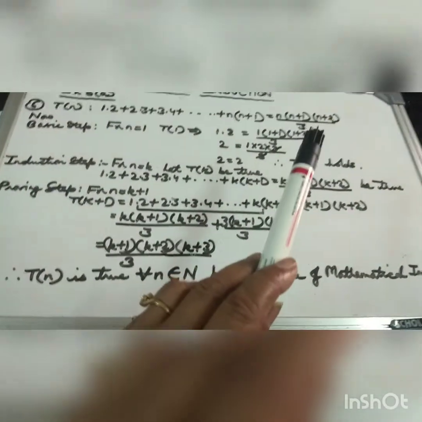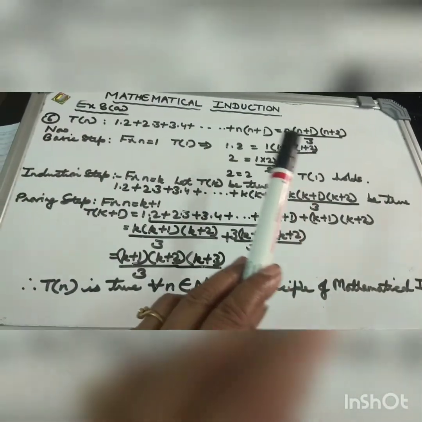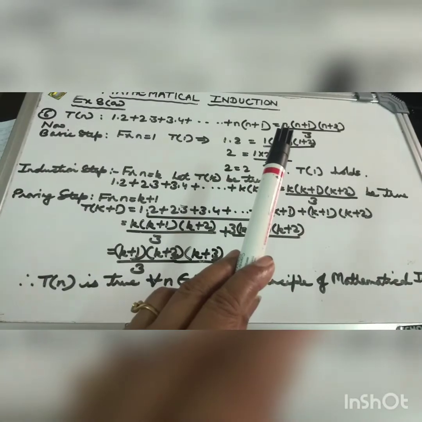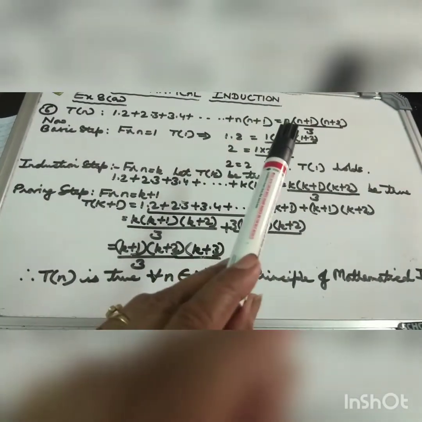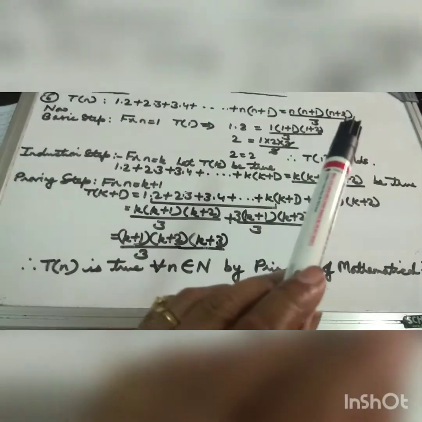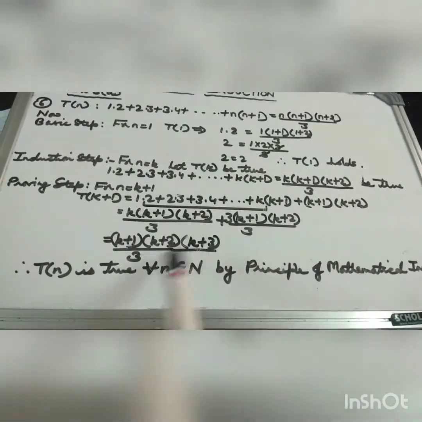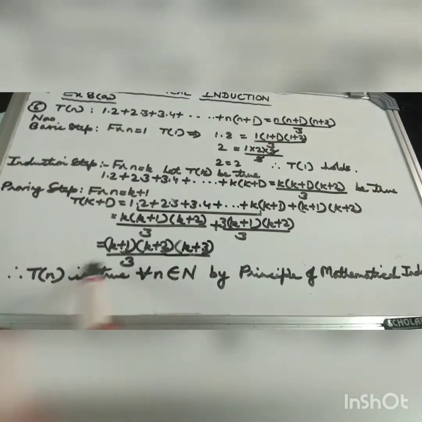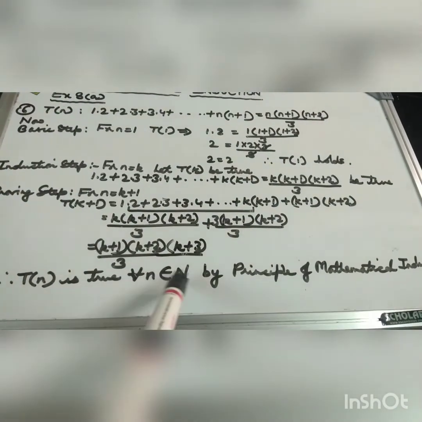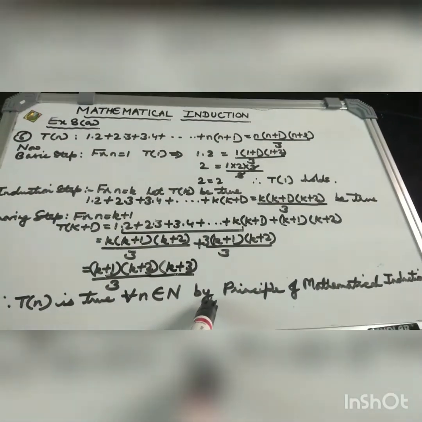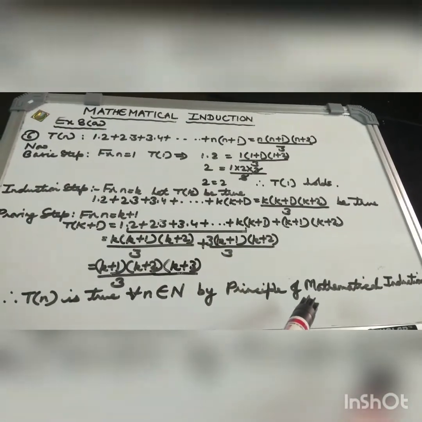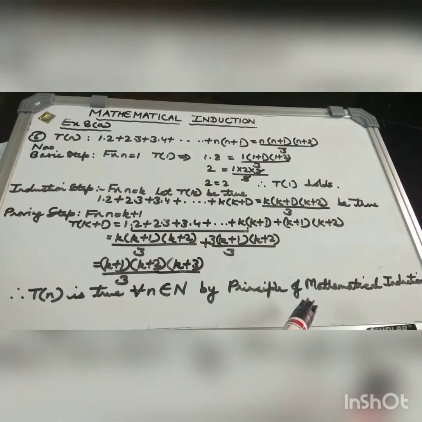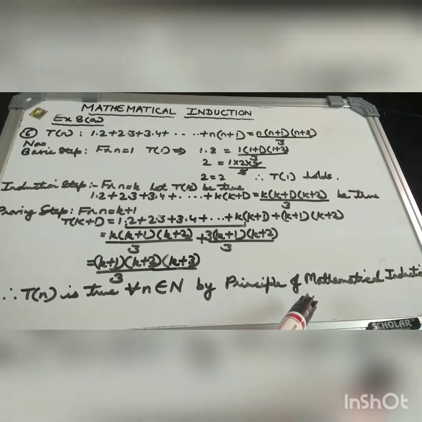And this is the right hand side required, because if you replace n by k plus 1, what happens? First term k plus 1, second term k plus 2 and the third term k plus 3 upon 3. So the statement is true for all n in N by the principle of mathematical induction. This is the complete proof for a question of this type.